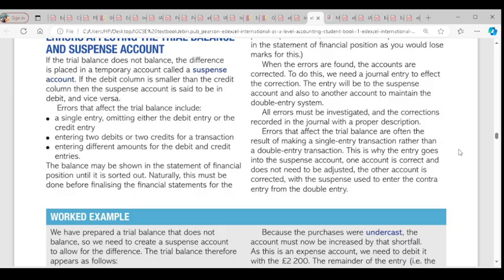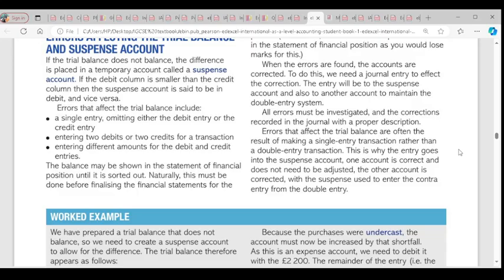So the point is, whatever errors you find out in the trial balance, if it is in exams, you must not leave it in the suspense account, or you must not put the suspense account in your financial statement. You need to figure out the error and make sure that the entries are done correctly.